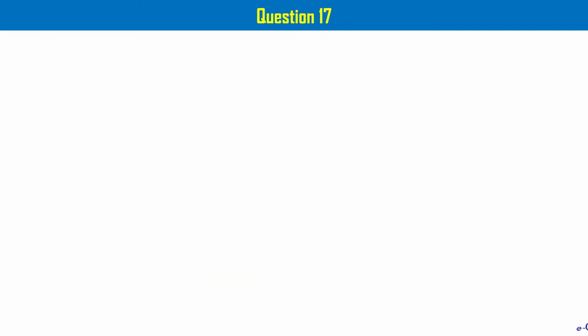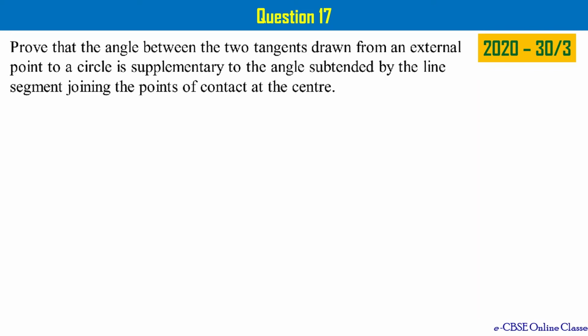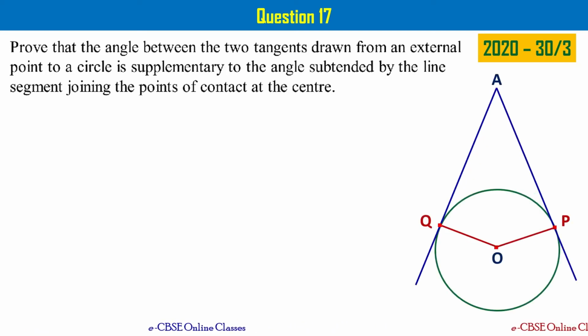That is question number 17. Prove that the angle between two tangents drawn from an external point to a circle is supplementary to the angle subtended by the line segment joining the points of contact at the center. What you have to do is draw a circle first and put an external point, and draw tangents from that external point, so that these two tangents drawn from the external point are going to be equal, as shown here.